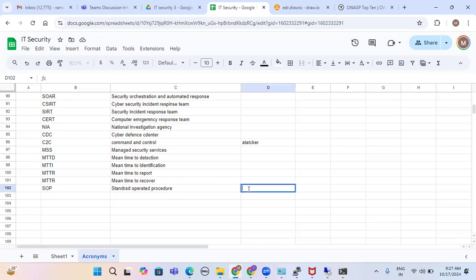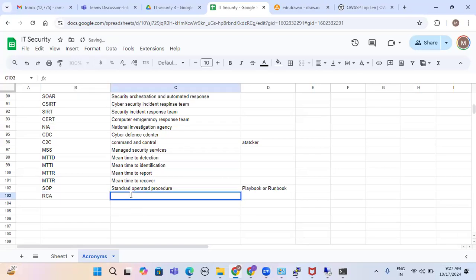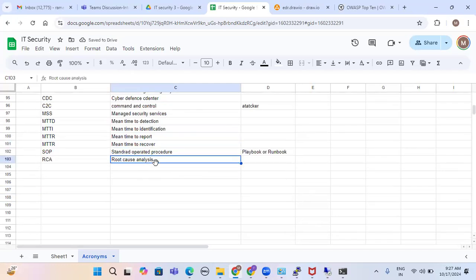And what is the alternative name for this one? Playbook or runbook. And we have RCA. RCA is called root cause analysis. So what is this root cause analysis? When a security incident is compromised in our organization, in that scenario, where, when, and how the incident got compromised, and also what appropriate actions we have taken on the recovery side and incident response side, everything we have to document. That documentation is called RCA.